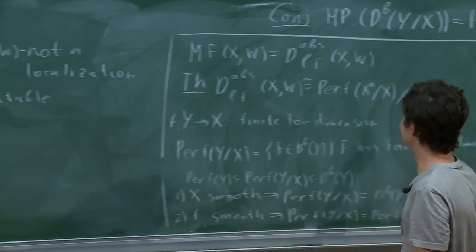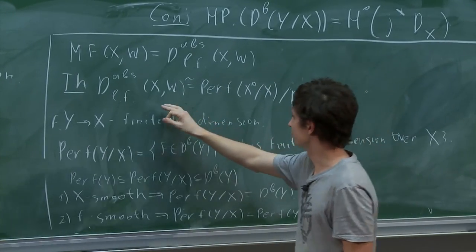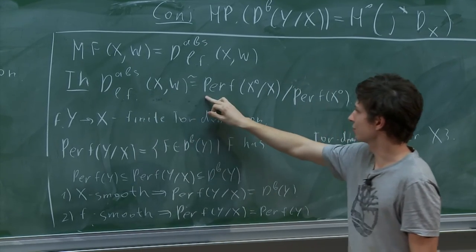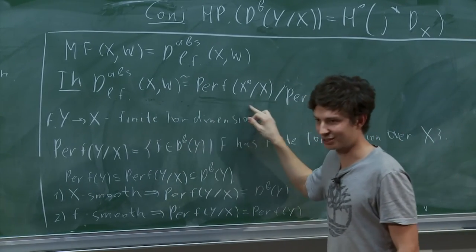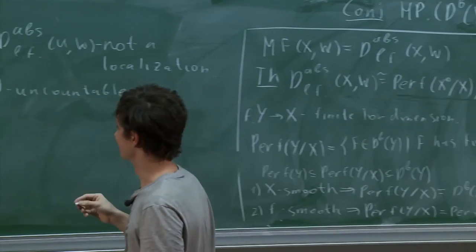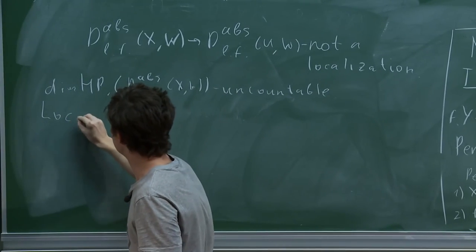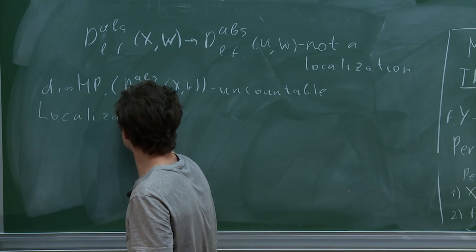We get a question, but still we have this equivalence. So it means that actually this is a counterexample for localization for these relative perfect complexes. So localization fails.